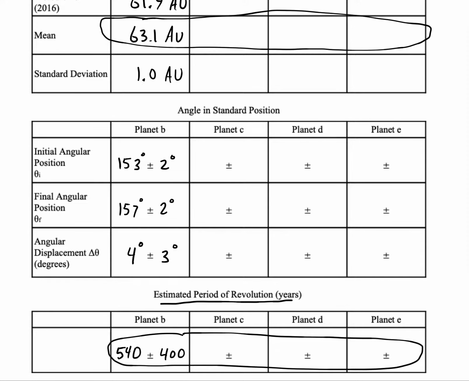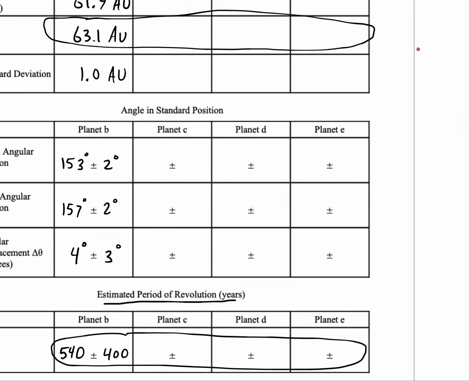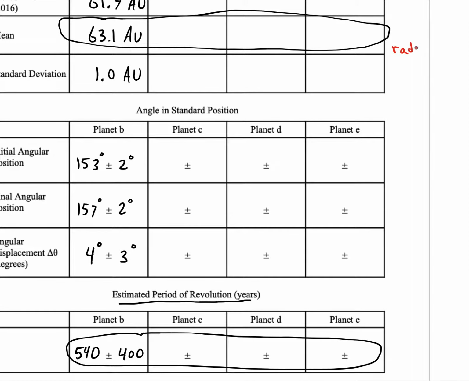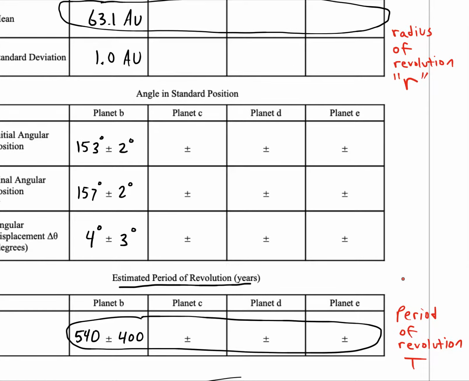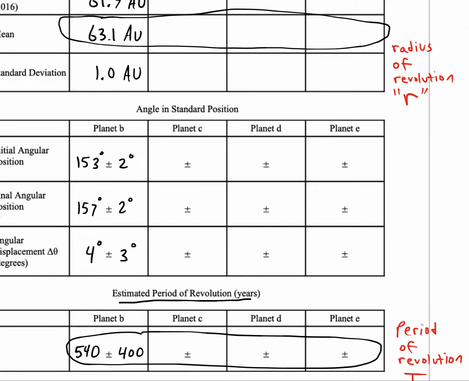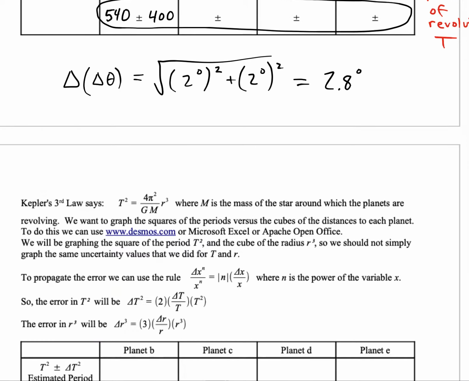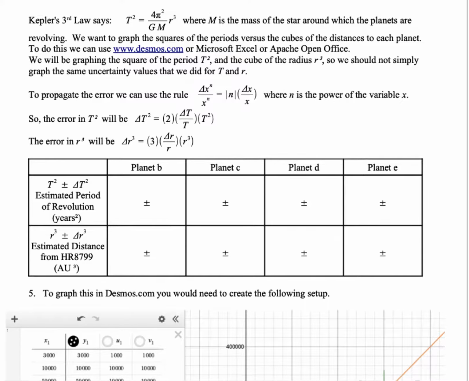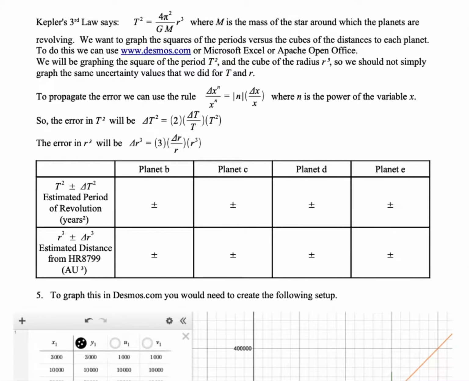So we have the radius of revolution, that's R, and then we have the period of revolution. That's T. Now, each of these is going to have uncertainties associated with them. So we want to try to graph that. This is the next part where we graph the period and the radius.